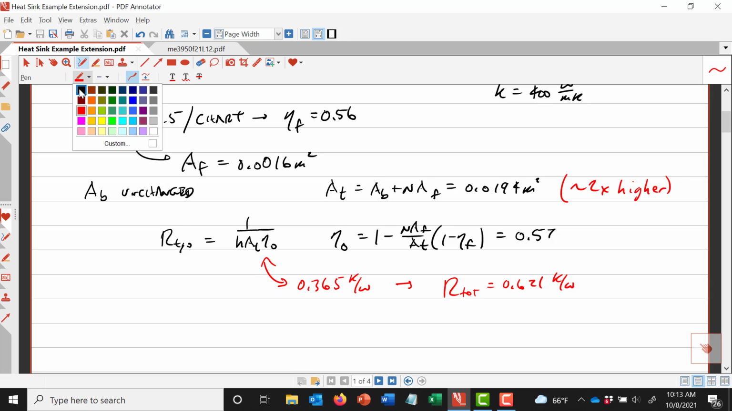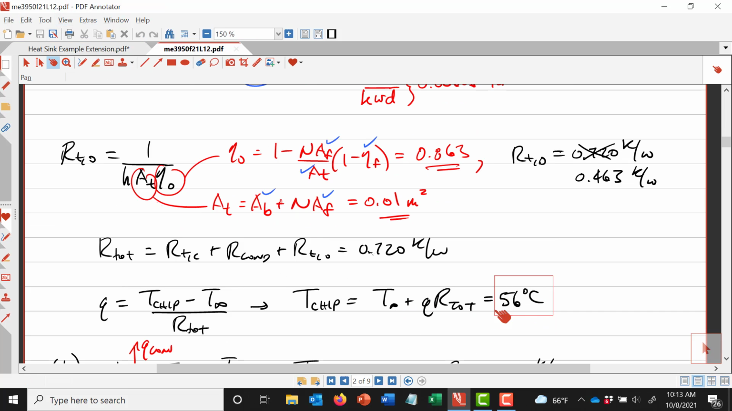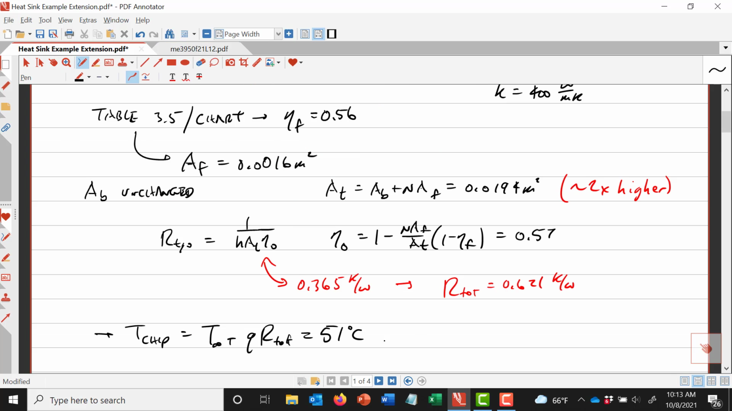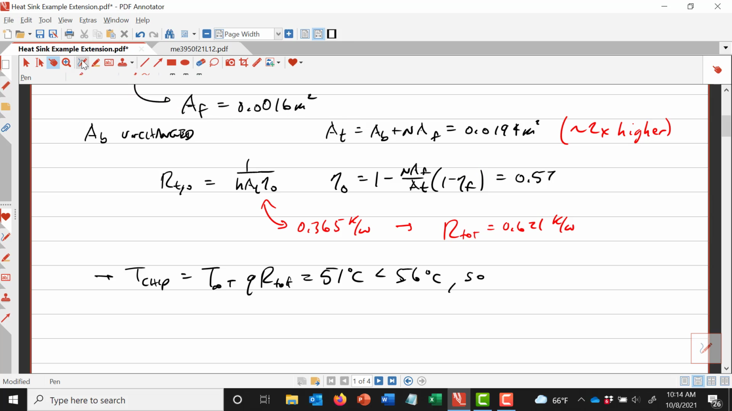And the final thing we need to do is calculate T chip, which will be T infinity plus Q times R total. And what we get for this case here is 51 degrees C. Looking back here, we got 56 degrees C, so we're doing a little bit better here. So the answer, going back to the very beginning, is would using this alternative heatsink result in a lower chip temperature? The answer is yes. Yes, it does.